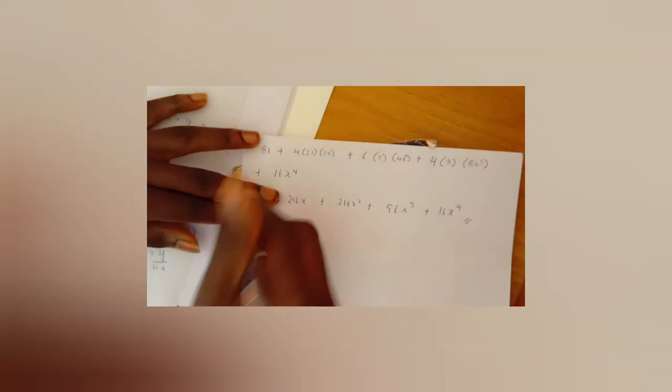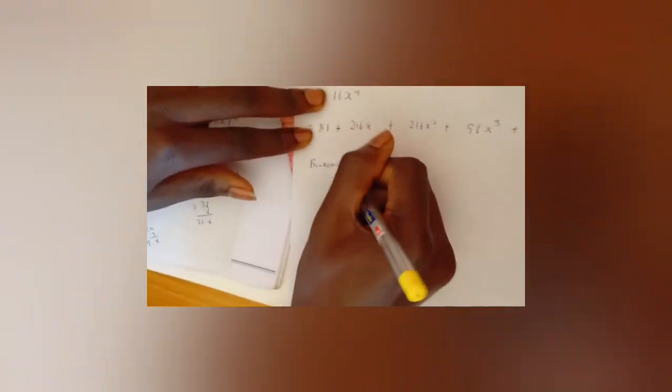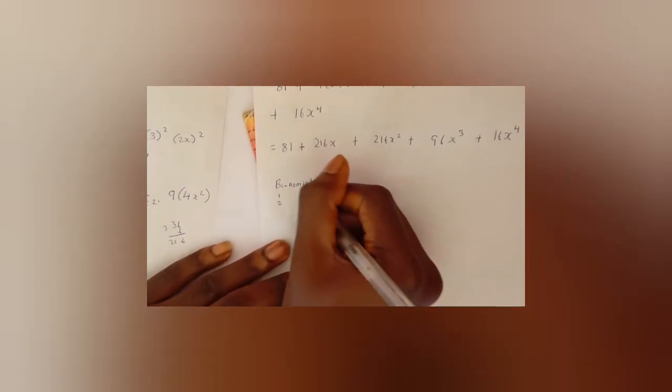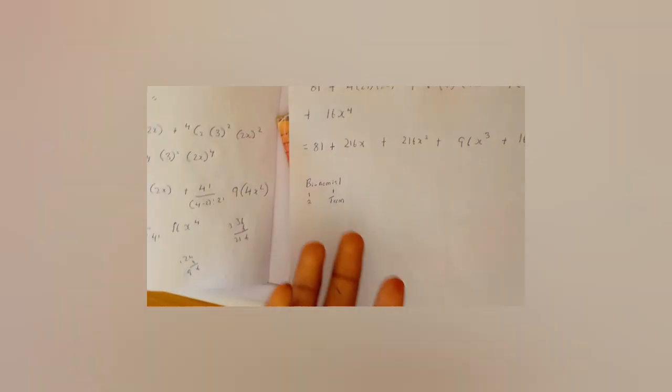So a binomial now is an expression containing two terms, like bi, two, and nomial, term. So any expression that actually contains two terms is what we refer to as a binomial. And those terms are actually separated by an operation. It can be plus, it can be minus, it can be subtraction, it can be multiplication. That's what a binomial is now. So let's take another question here now.